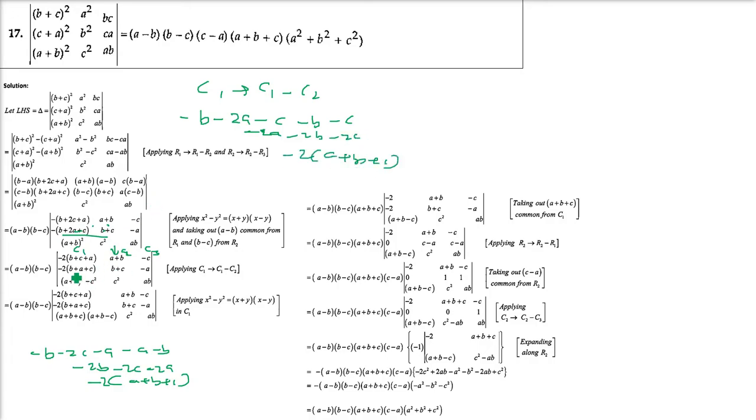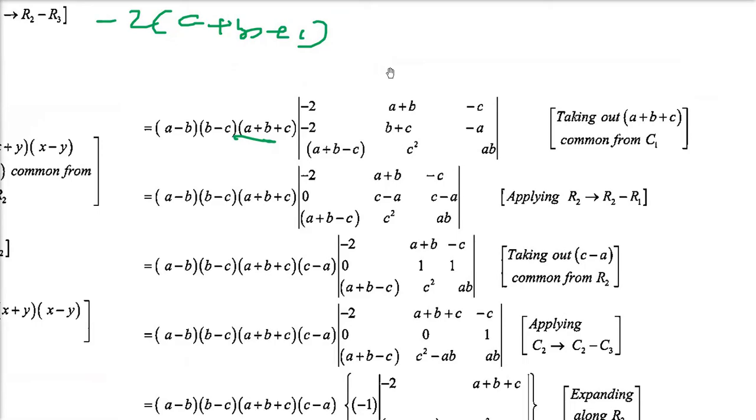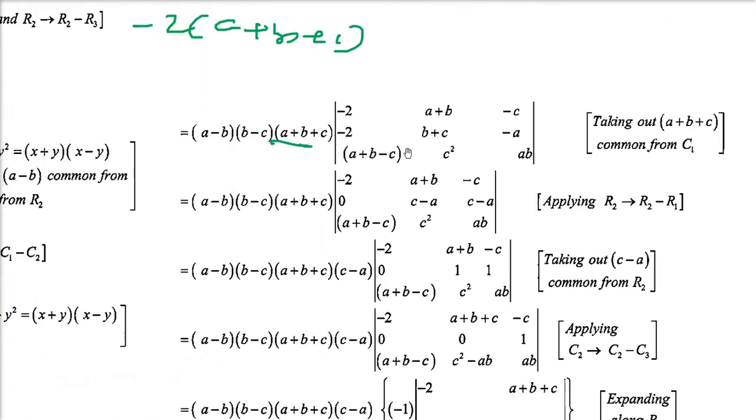Okay. Now the last one is a plus b whole square minus c square. So a plus b whole square minus c square can be written as a plus b plus c multiplied by a plus b minus c. So you get a plus b plus c also. So from the first column you can take a plus b plus c outside. So now we are taking a plus b plus c common. So what do we get? a minus b, b minus c and a plus b plus c. Got it? See here, we have taken this all outside.